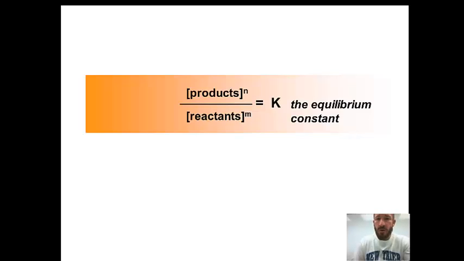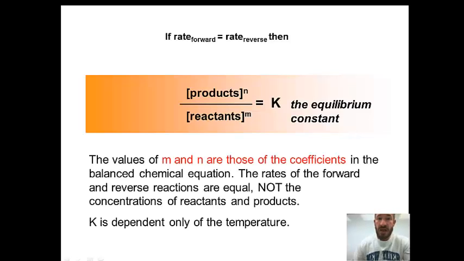So remember, K is the concentration of products raised to the power of the coefficients over the concentration of reactants raised to the power of the coefficients. And the rate of the forward is equal to the rate of the reverse. Now notice the values of m and n are the coefficients in the balanced equation. I mentioned this under 3.2 in the note sheet. In the law of mass action, I've got aA plus bB gives pP plus qQ. If you were to write an equilibrium expression, each one of those coefficients would become exponents.